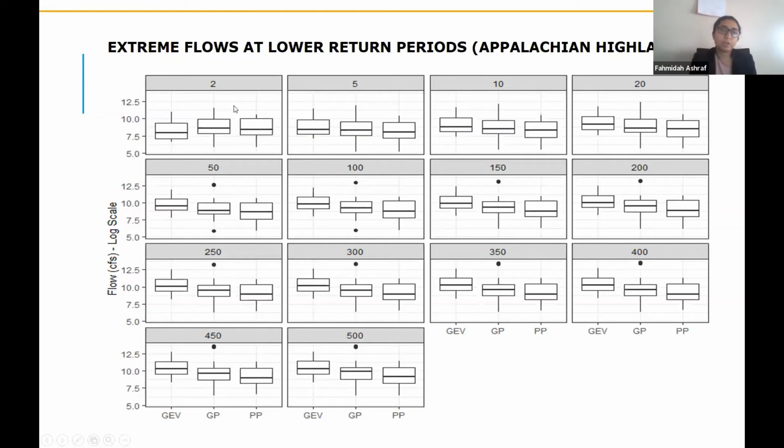So in this figure, you can see the first one is the 2-year, 5-year return period flow. This shows 10-year return period flows, 20-year. And we typically expect outliers, as you can see, these black dots. We expect to see these outliers maybe after 100 or 150-year return period flows. But for this region, particularly the Appalachian Highland, we have outliers for the 50-year flood. So this is not a regular, general pattern.